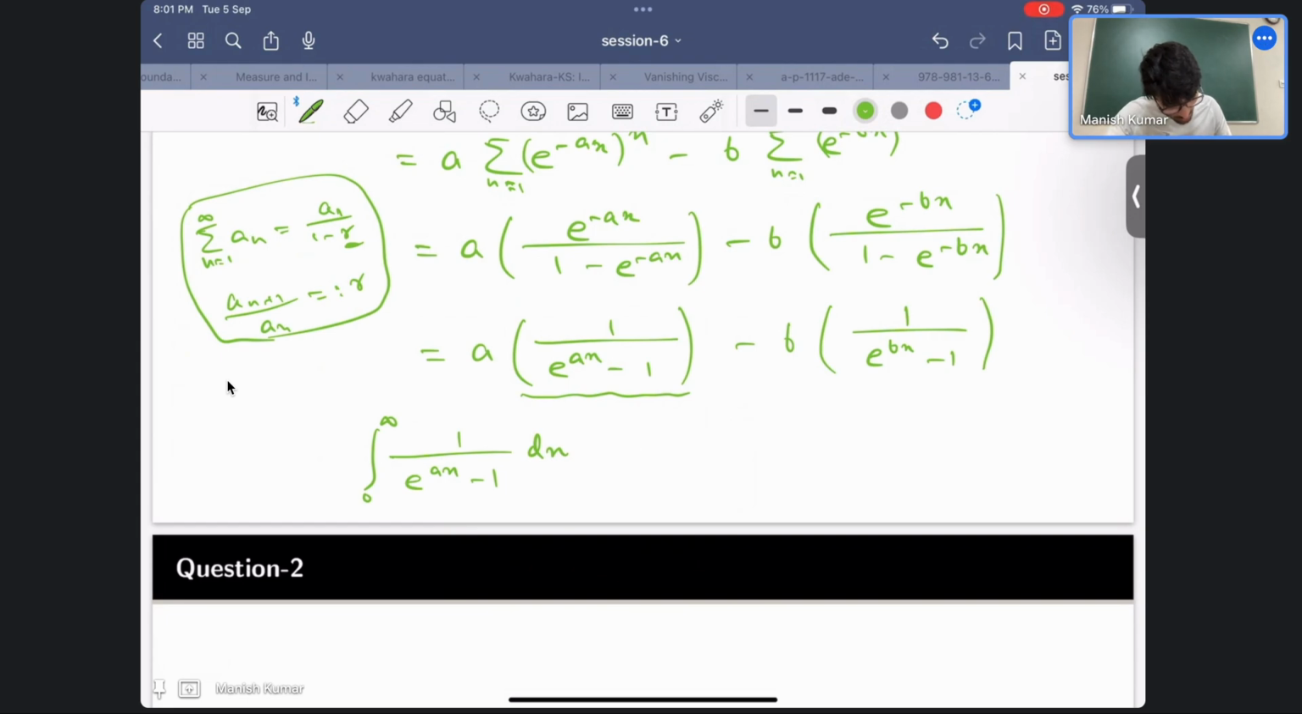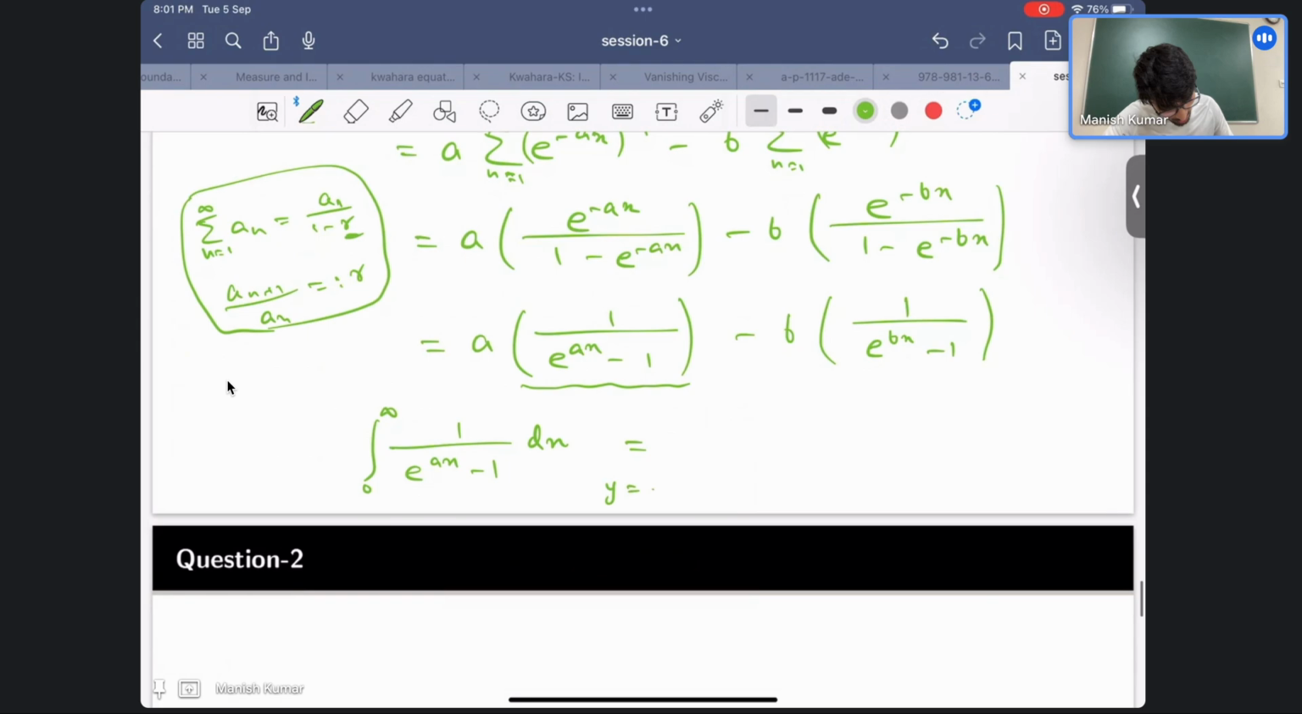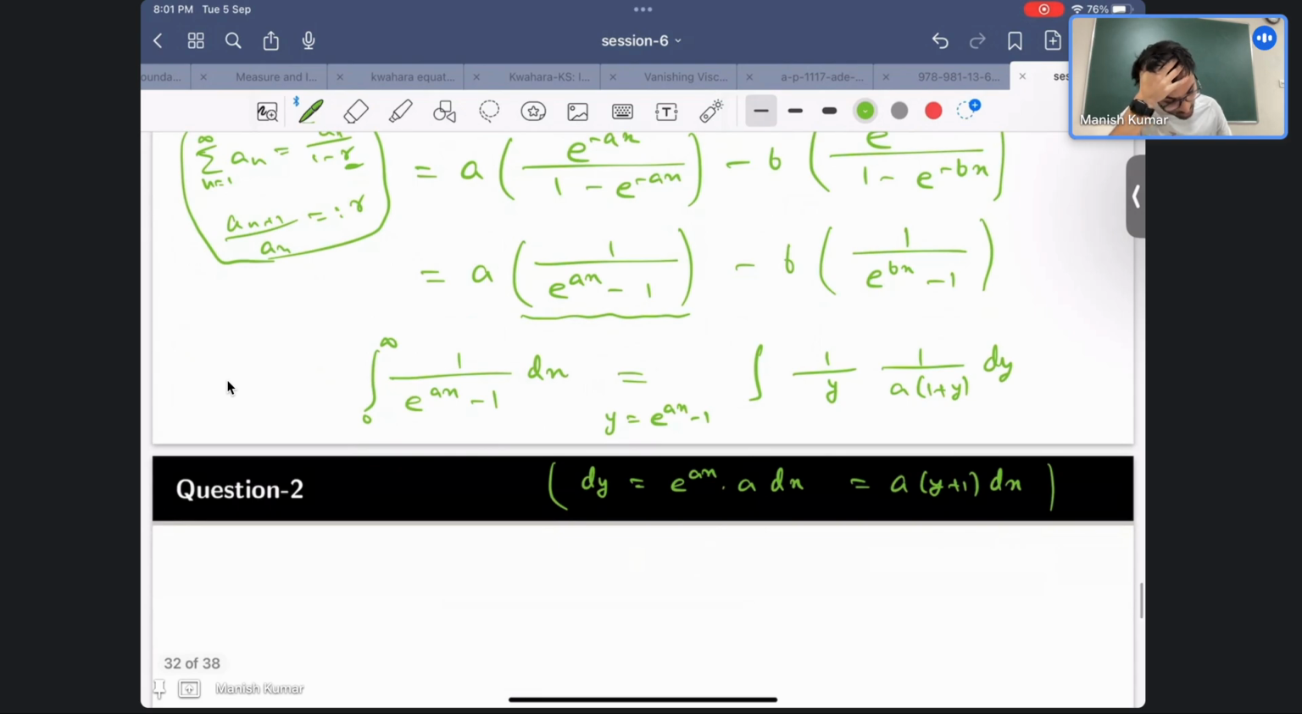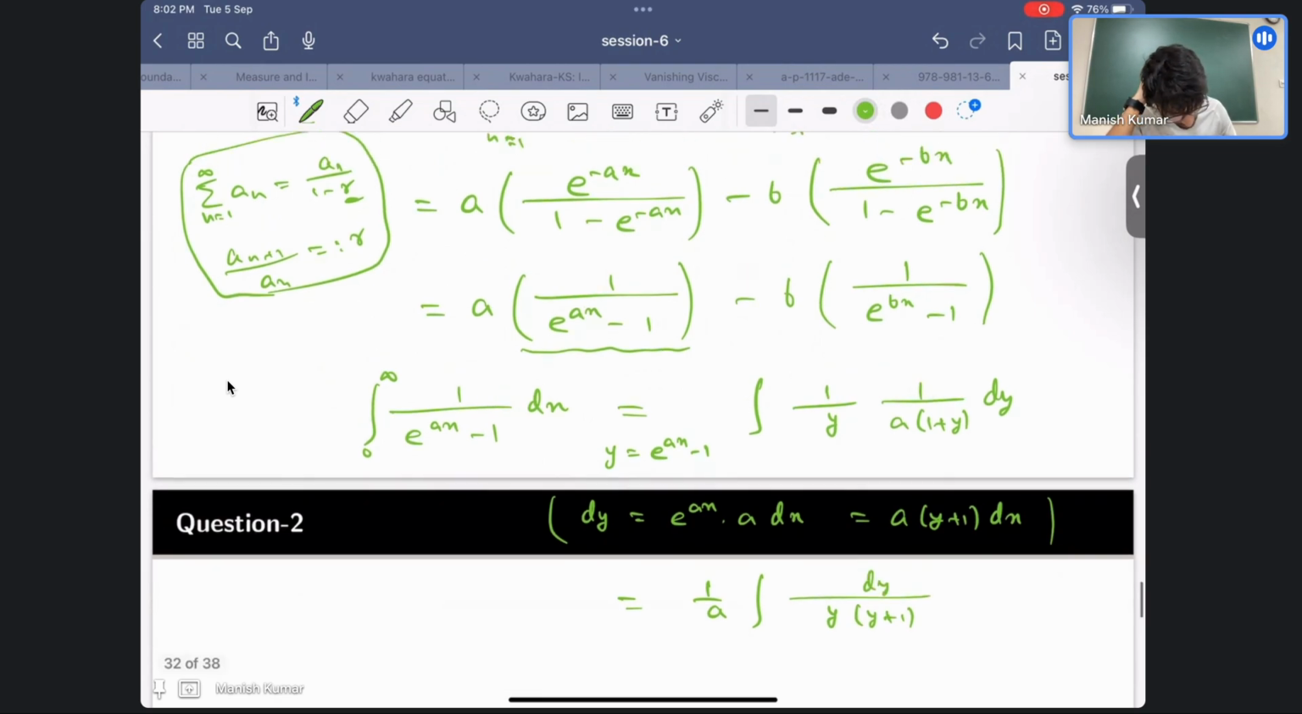Again you can do a change of variable, y equal to e to the ax minus 1. Then what will I get? It will be 1 by y, and dy will be e to the ax times a dx, so this will be a times y plus 1 dx. So dx is nothing but 1 by a times 1 plus y dy, so this is 1 by a, 1 by y times y plus 1 dy. What will the limits be? If x is 0, y will be 0, since e to the 0 is 1 and 1 minus 1 is 0, and at infinity it will be infinity, so the limits are the same.